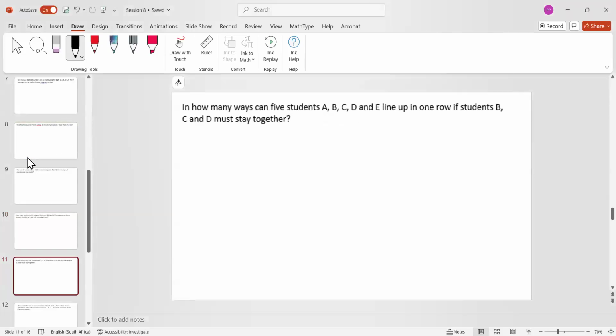Okay, so the next problem is the following. Again, it's the same kind of problem, but there are so many different variations to this. In how many ways can 5 students line up in one row? So it looks very much like the books problem. But they say students B, C, and D must stay together, so they are going to line up in a row.